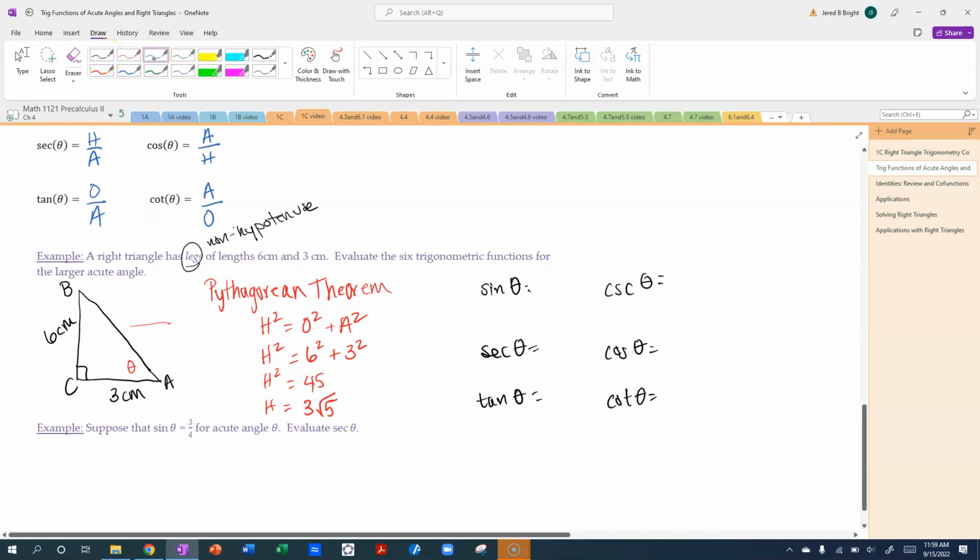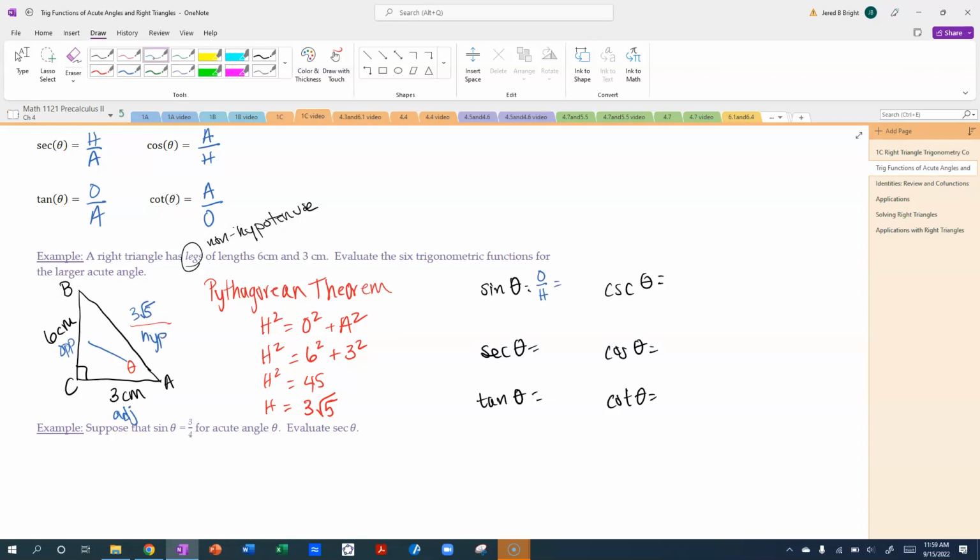And so here they are. Remember that sine would be opposite over hypotenuse. With respect to this angle theta, this side would be the opposite side. The 3 centimeter side would be the adjacent side. And the 3 root 5, which we found, is going to be the hypotenuse.